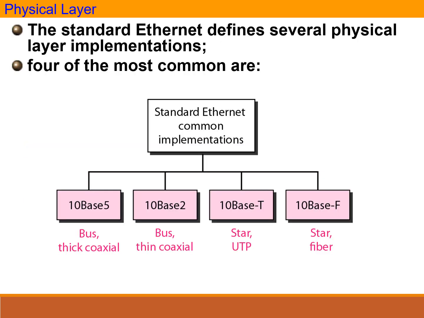And the next one is the physical layer. In the physical layer we have some specifications: 10Base5, 10Base2, 10BaseT, and 10BaseF. 10Base5 is for thick coaxial cable, 10Base2 is for thin coaxial cable, 10BaseT is used for UTP, and 10BaseF is used for star topology with fiber optic cables.